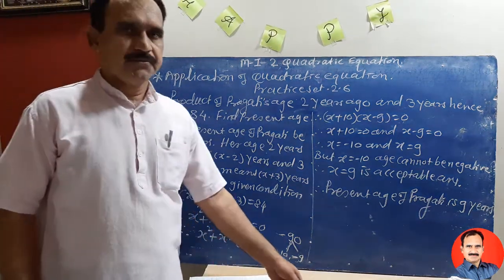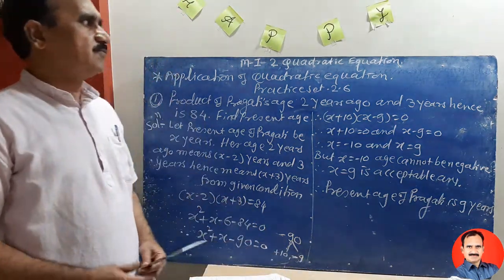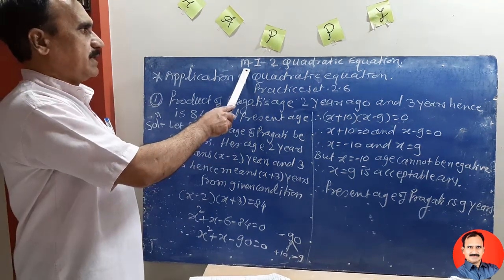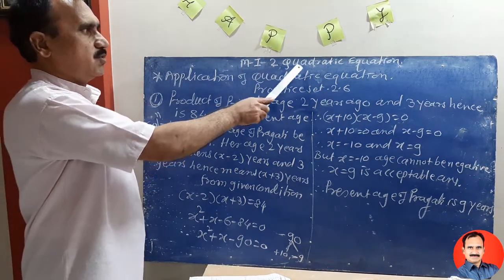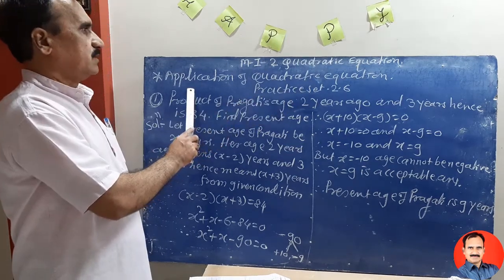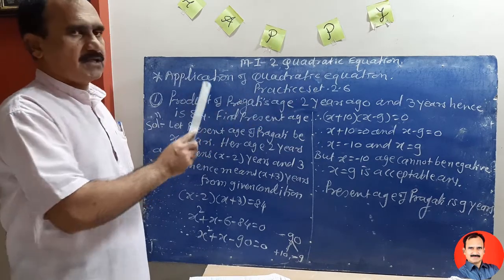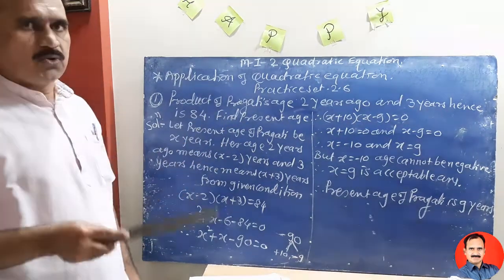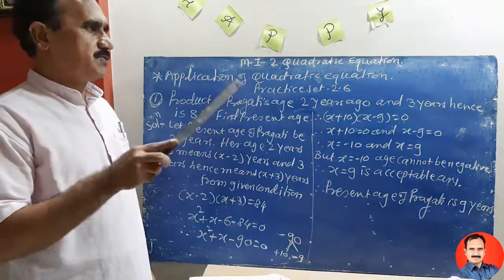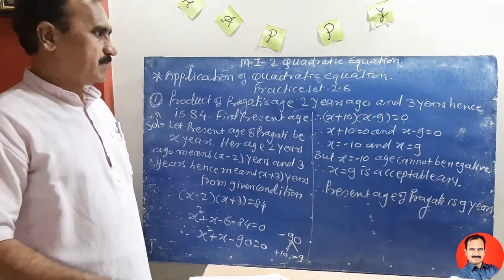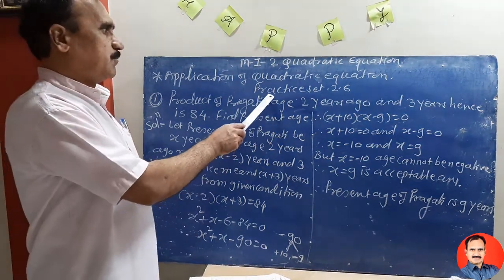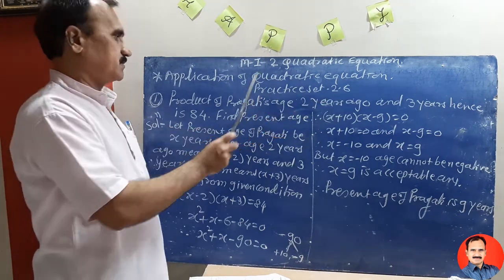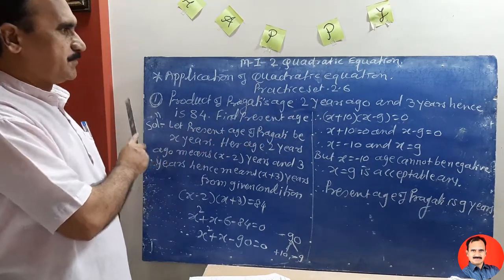In the previous period, we have seen the formula method. Today we are going to see Maths 1, chapter number 2, quadratic equation, and this is the last article, applications of quadratic equation. Application means how to apply quadratic equation by solving the word problem. For that purpose, we learn here practice set 2.6, example number 1.